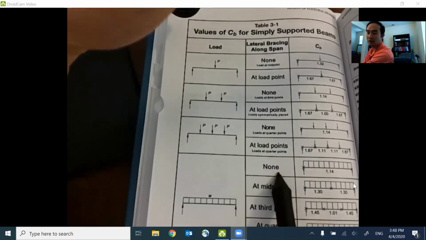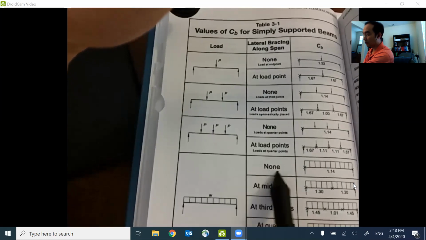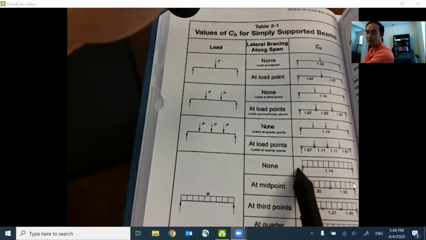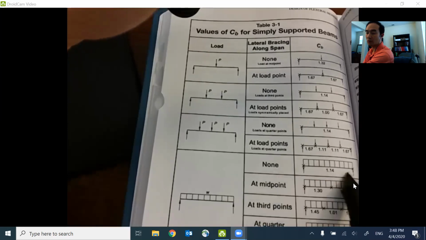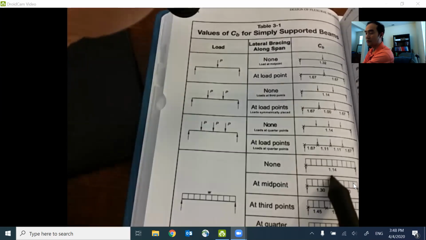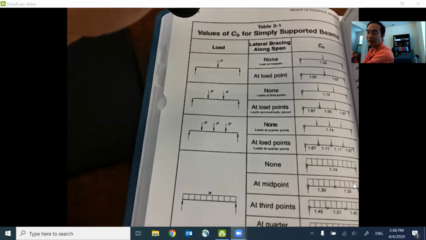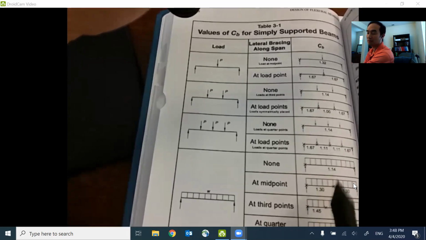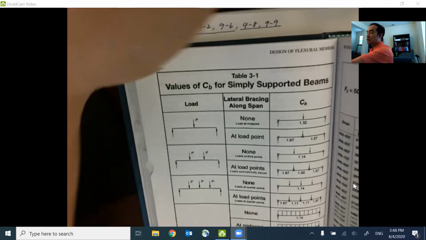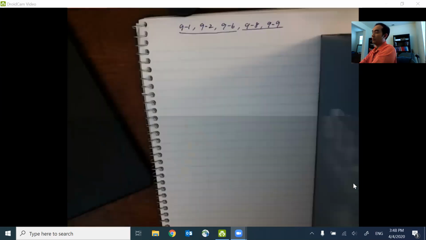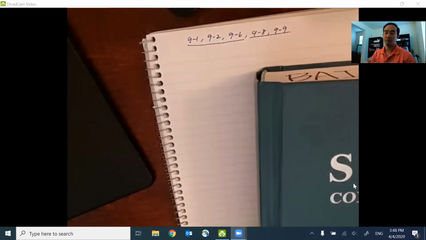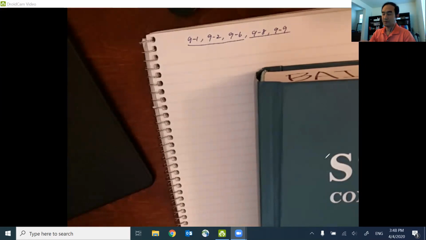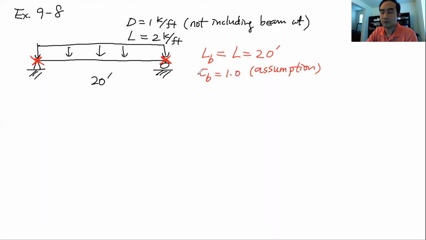So if there's no bracing within the span, but we only have the lateral supports, lateral bracing at the supports, then the corresponding C sub B value is going to be 1.14. So in our case, the actual and accurate C sub B value should be 1.14, but the problem says we're going to just assume C sub B is equal to 1.0 to make our problem simple. So I'm going to use a C sub B value of 1.0, based on the given assumption.